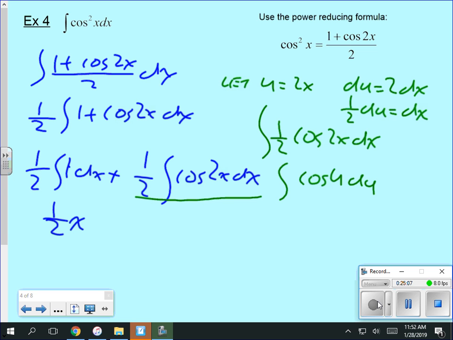What's the antiderivative of the cosine? Not negative sine, just positive sine. Watch the negatives and positives with the sine. So this would be the sine of u plus c. So going back to here, take u, put 2x back in, plus the sine of 2x plus c.